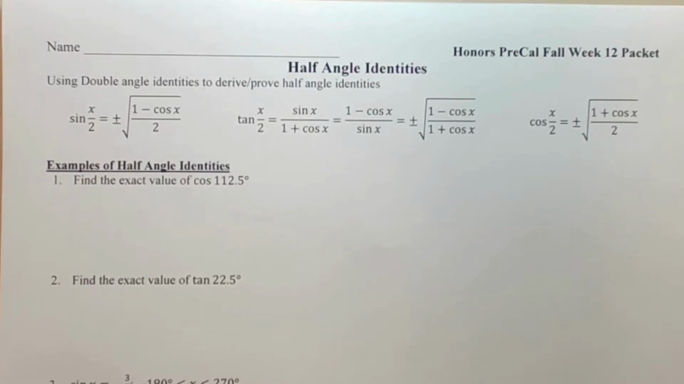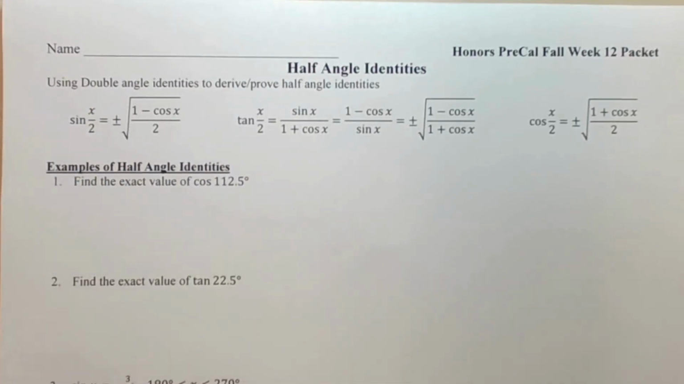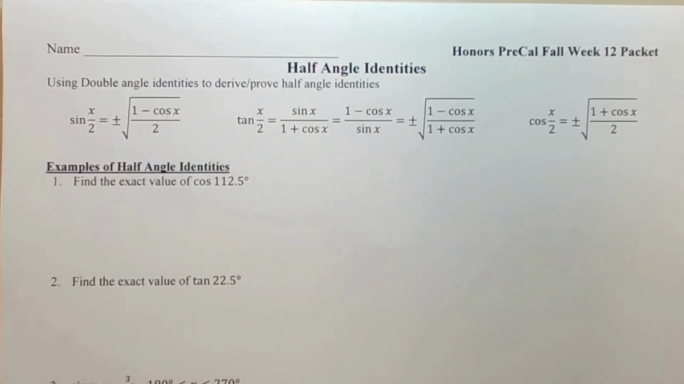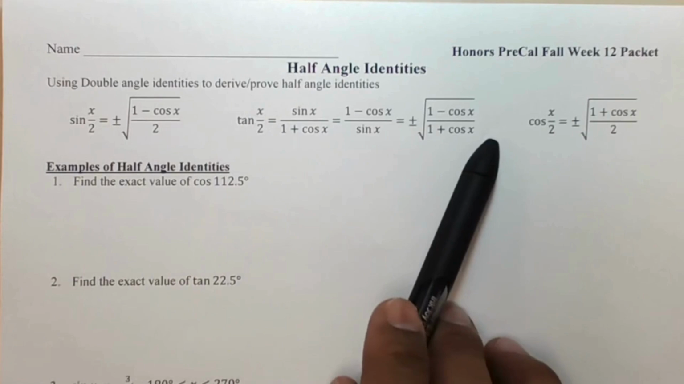All right, so we've talked about sum and difference. We talked about double angles. So what we're going to talk about here is half angles. In my old notes, we used double angles to prove these, but we don't have to. Here they are. All three of the trig functions are here: sine, tangent, and cosine.